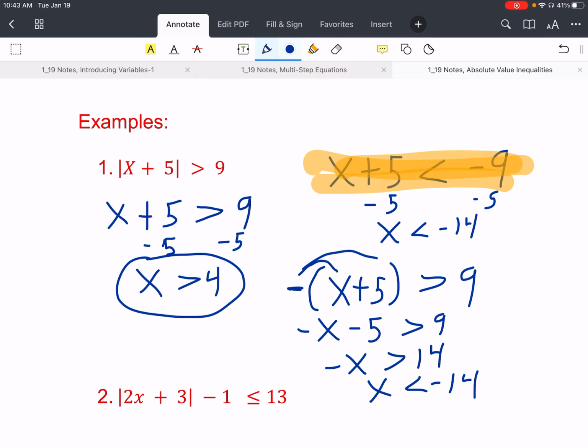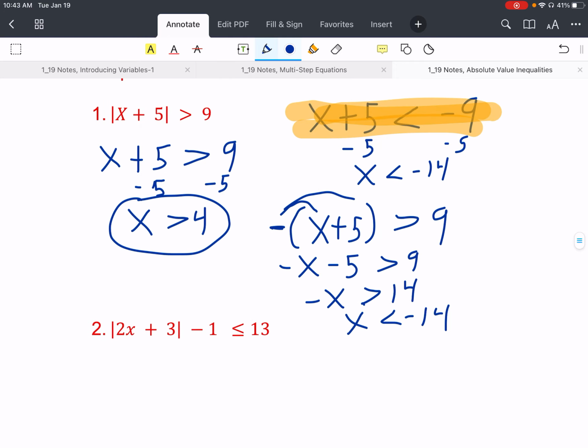All right, and then after that, we would realize that this is an or situation where x is greater than 4 or less than negative 14, and we'd be able to graph that.